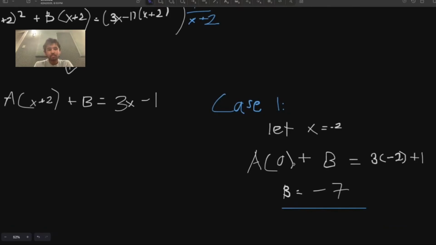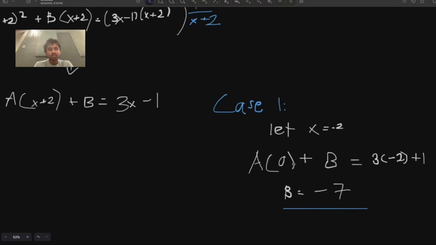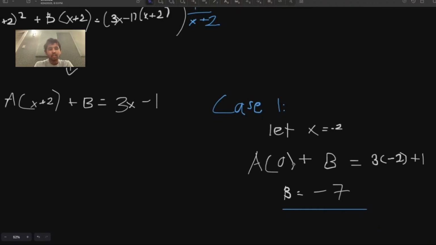Now, given what I've told you, what can we do now for case 2? Just put B back in and just solve for A, because it's a linear equation. And how would you solve for A? Give me an explanation. So you just plug B back in. It's just A times x plus 2 is equal. Oh, I see. Yeah, there are two variables here.